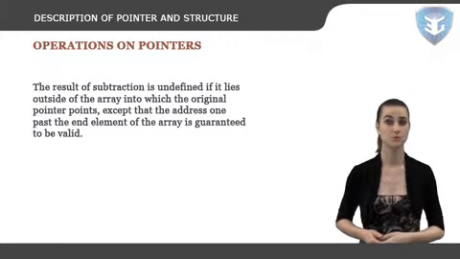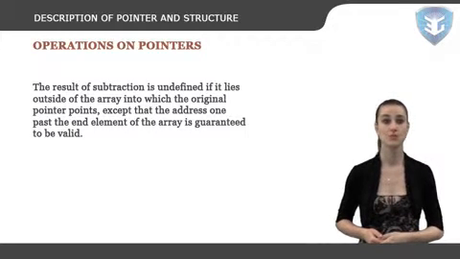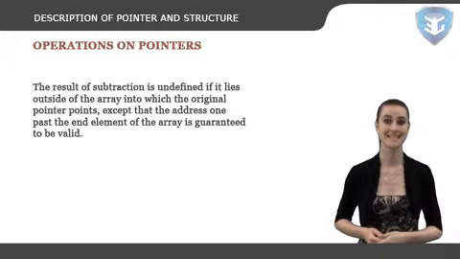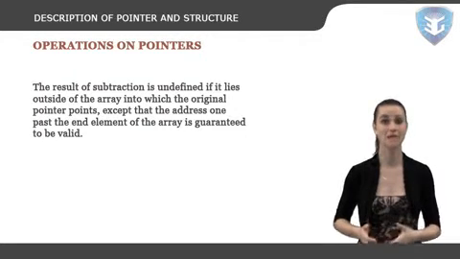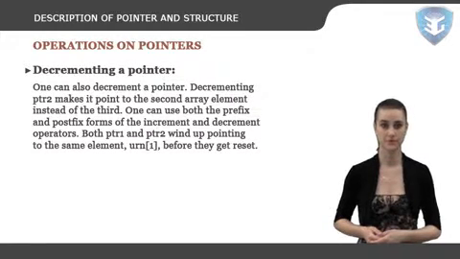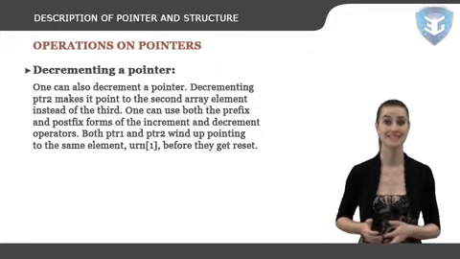The result of subtraction is undefined if it lies outside of the array into which the original pointer points, except that the address one past the end element of the array is guaranteed to be valid. Decrementing a pointer. One can also decrement a pointer. Decrementing ptr2 makes it point to the second array element instead of the third.